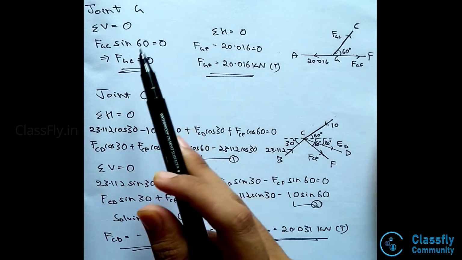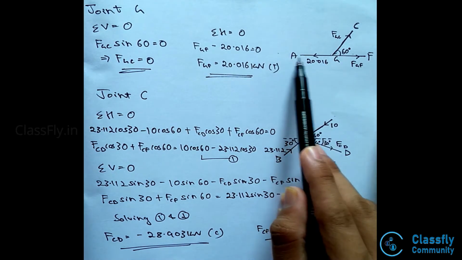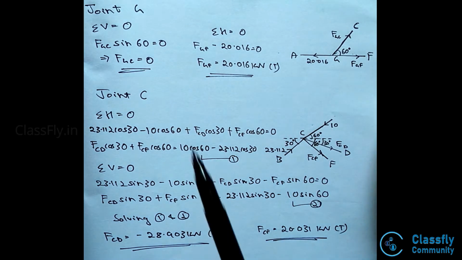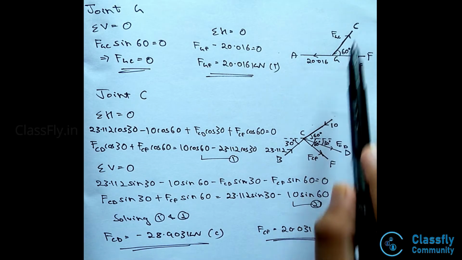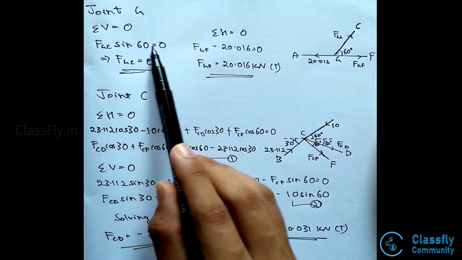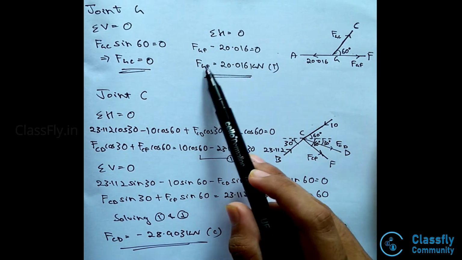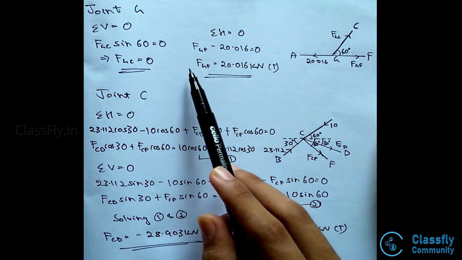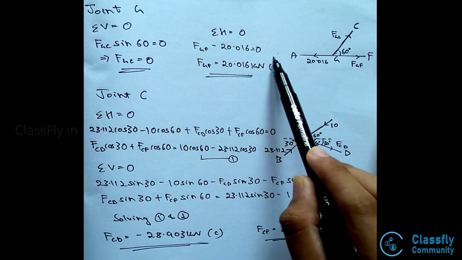Now consider joint G. Here, forces FGC, FAG that is 20.016, and FGF will be acting at this joint. Hence, summation V is equal to 0 implies FGC sin 60 will be equal to 0. This says that FGC will be equal to 0 as sin 60 will never be equal to 0. Now, summation H is equal to 0 implies FGF minus 20.016 equal to 0. Hence, we have FGF to be 20.016 kilonewtons, which will be a tension force.